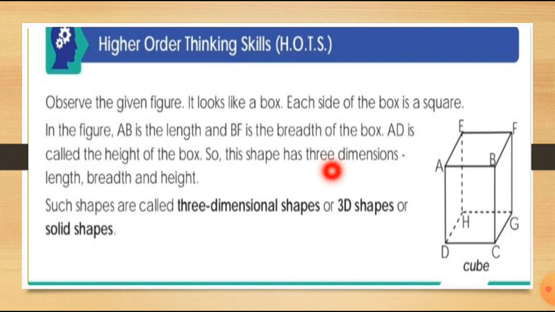Do you know why these shapes are called 3D shapes? Because these shapes have 3 dimensions, that are length, breadth and height. That's why these shapes are called 3-dimensional shapes. In short, we can write it as 3D shapes. Got it, children? Okay.